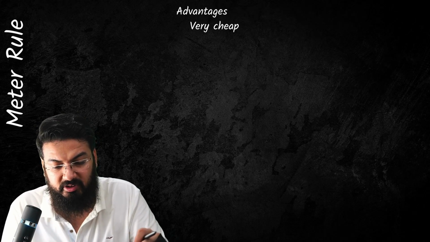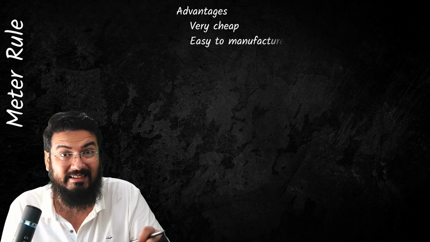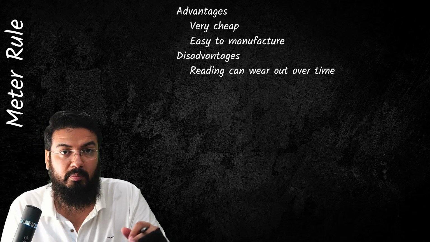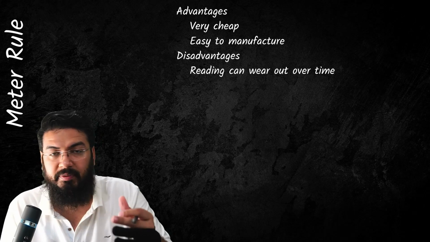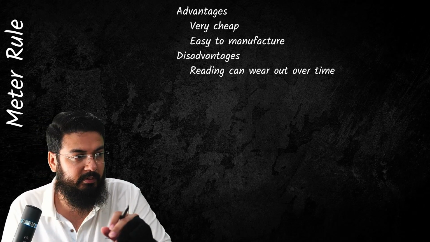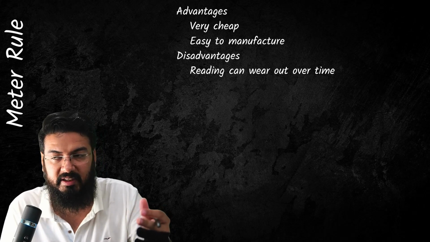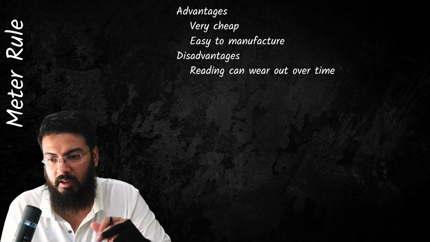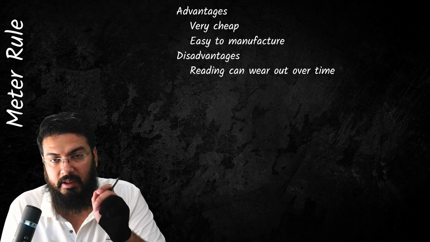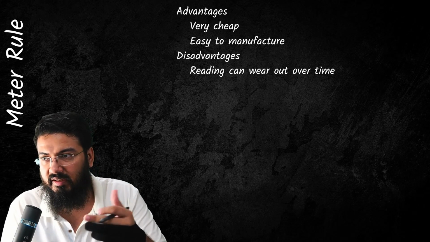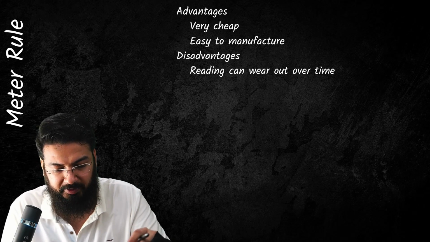So what are the advantages and disadvantages? An advantage of using a meter rule is that it's very cheap and readily available. It's easy to manufacture. Disadvantages: number one, readings disappear over time. Let's say for example you look for a very old straight rule that you might have, either made of plastic or steel. You'll see that the readings have worn out. The markings and the readings have disappeared. Why? Because after use, those readings disappear.